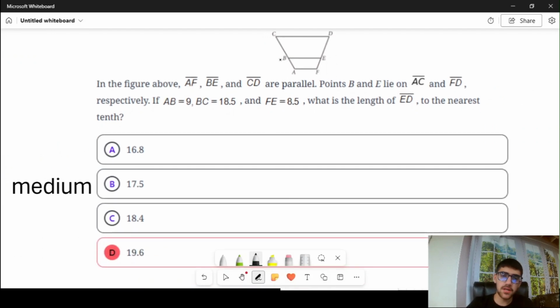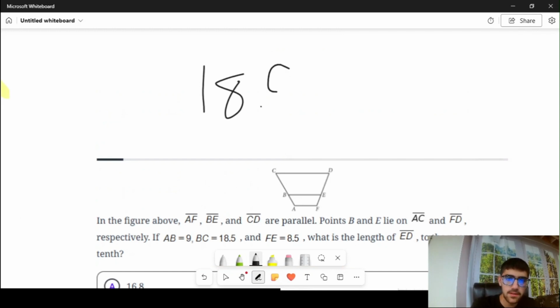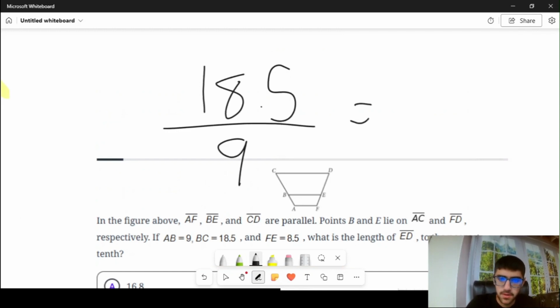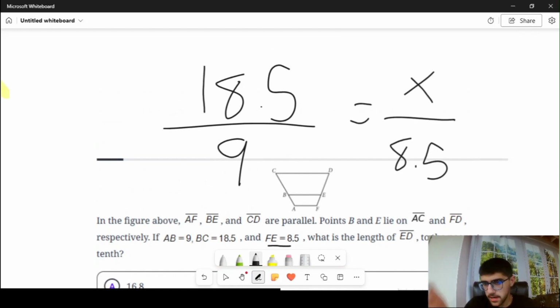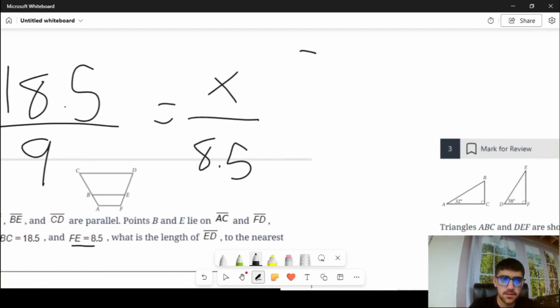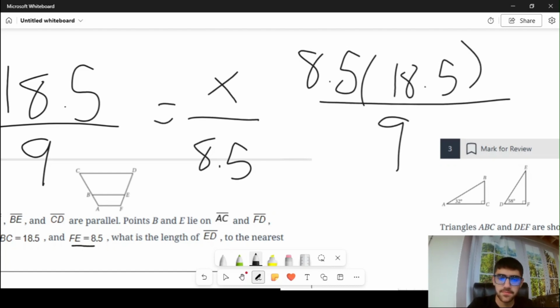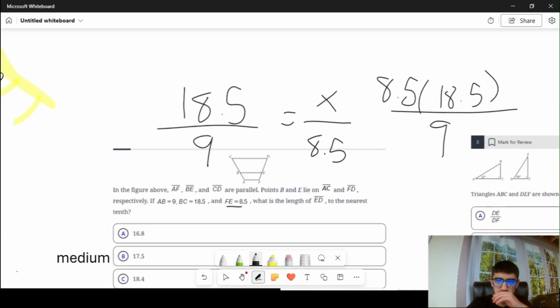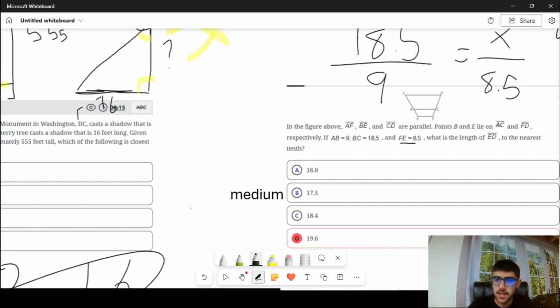I'm going to do the bigger over the smaller, so I get 18.5 divided by 9 is equal to 8.5, which is smaller, so I put it on the bottom, over x. Then I just solve for x. Same thing I did last time, so it's 8.5 times 18.5 divided by 9. I put that into Desmos. The answer that I get is 17.47, and it says to the nearest tenth, so that rounds up to 17.5. And that is how you solve this question.